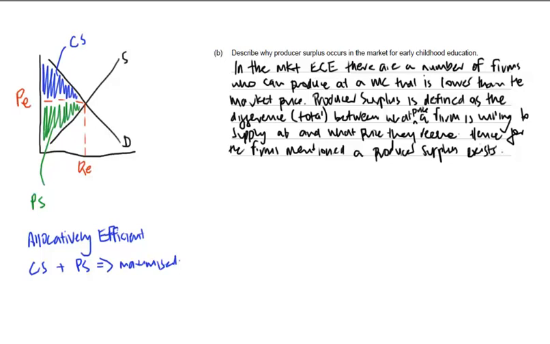Okay, so really it's those firms that are in the green shaded area, those firms that can produce at a marginal cost lower than the market price. They are said to get gains from supplying that market. Right, I hope that helped.